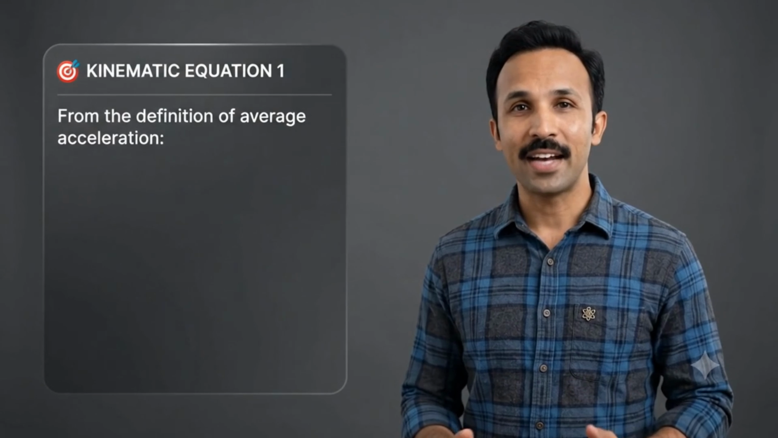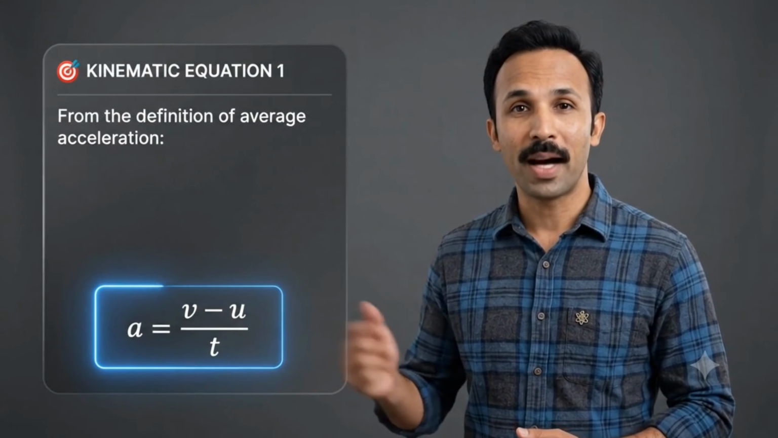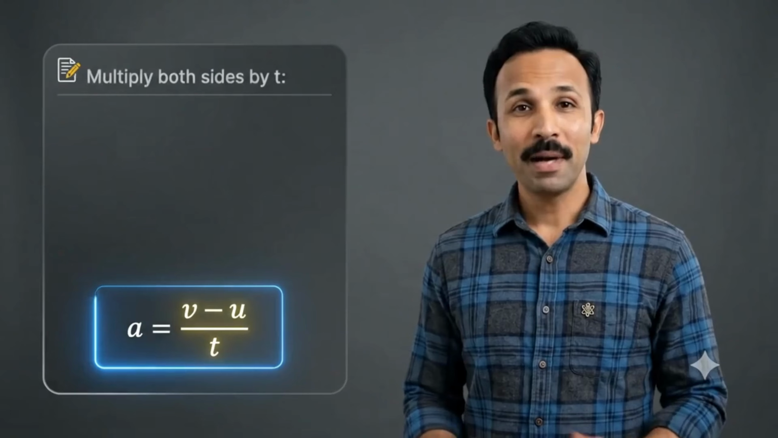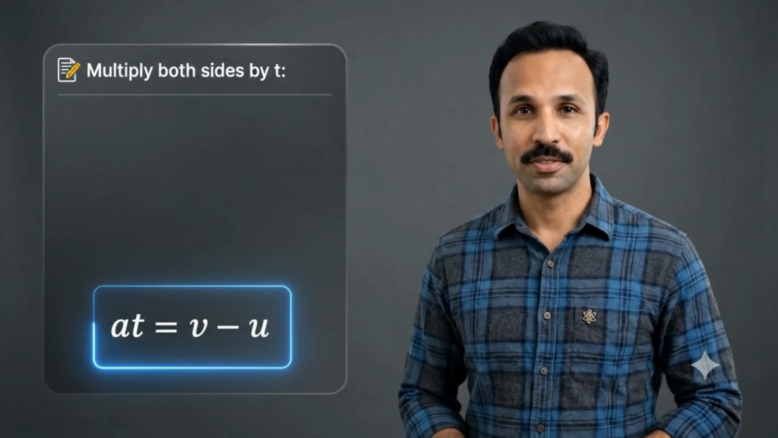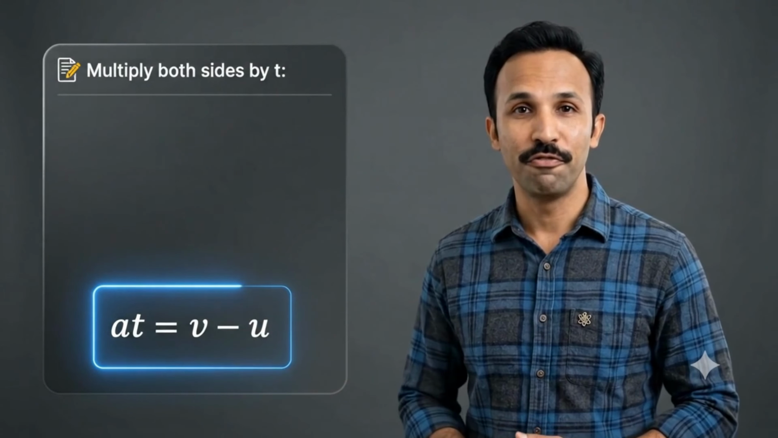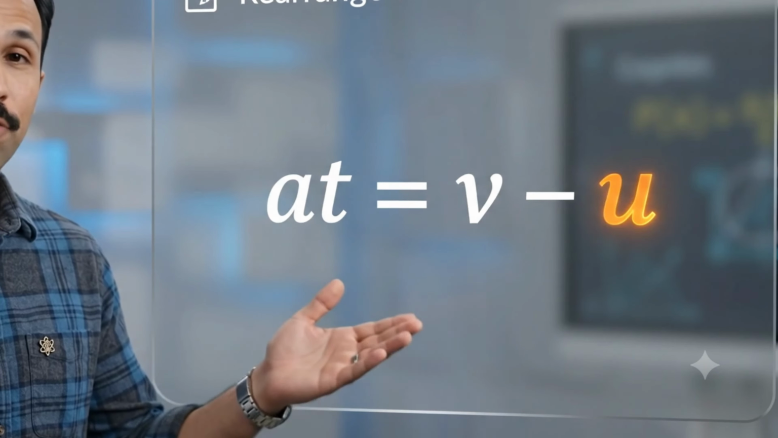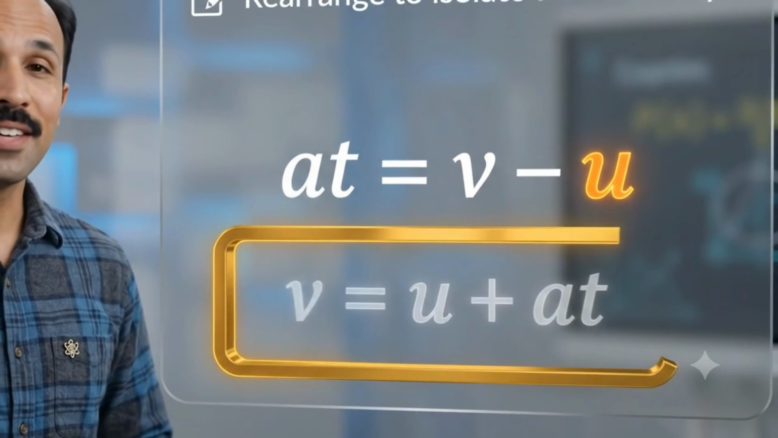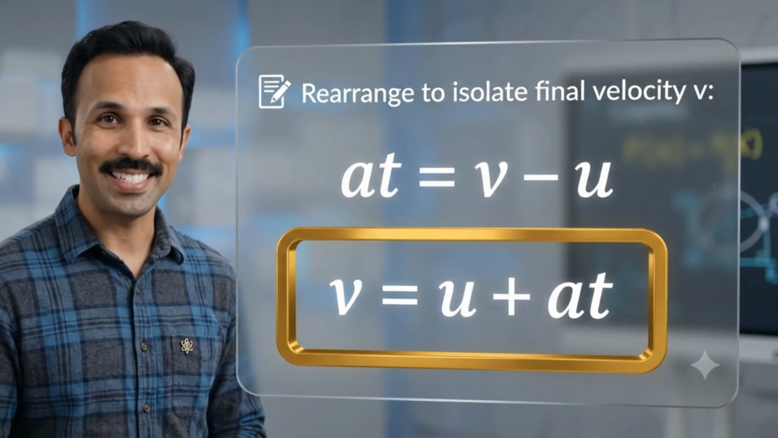We begin with the standard definition of average acceleration, where a equals v minus u over t. By multiplying both sides of our equation by t, we clear the denominator. This mathematical step leaves us with a t equals v minus u. Finally, we rearrange the terms to isolate the final velocity v. This gives us our first primary equation, v equals u plus at.